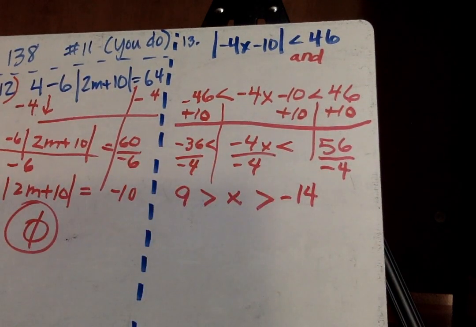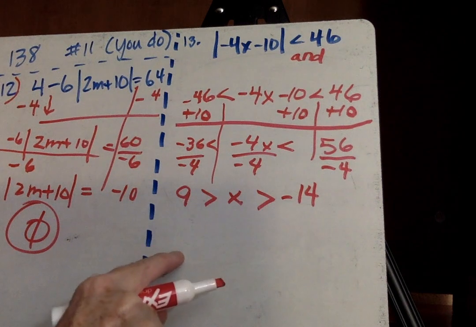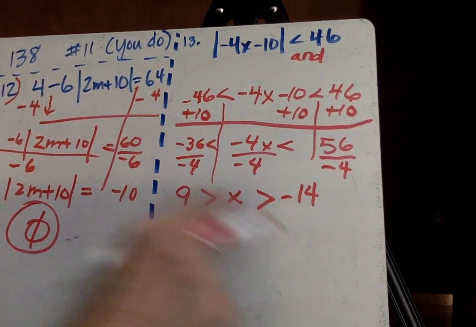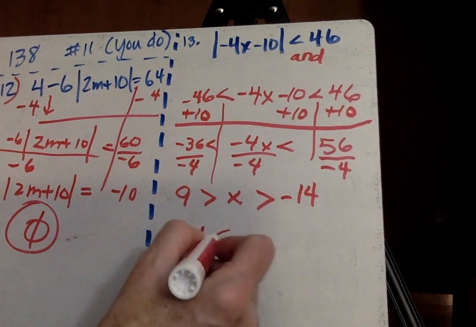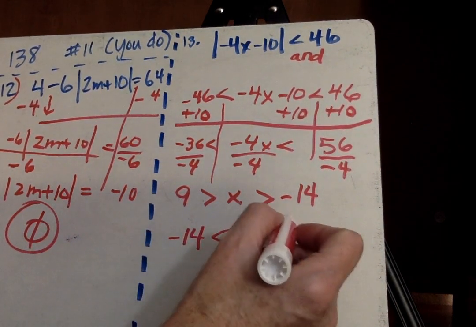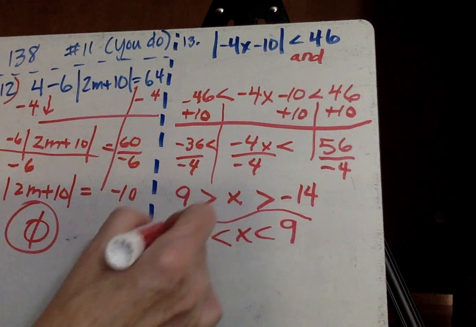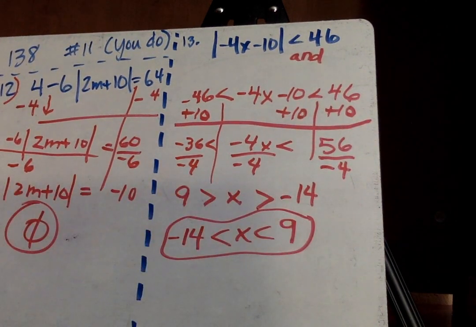Now, I'm going to switch this around because I like my lowest number on the left, and that's going to switch these signs again as well. So I say negative 14 is less than x, and it's less than 9. So there's my solution there. Then I also need to put it on the number line and on interval notation.